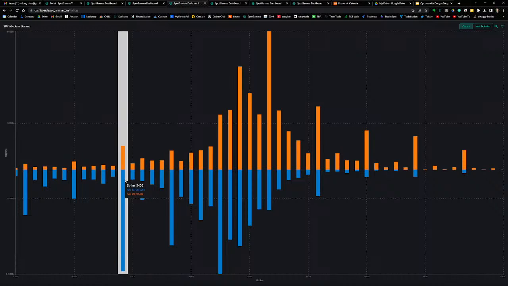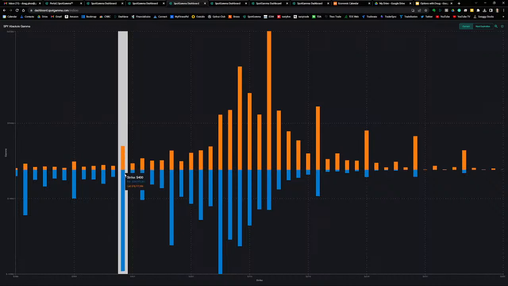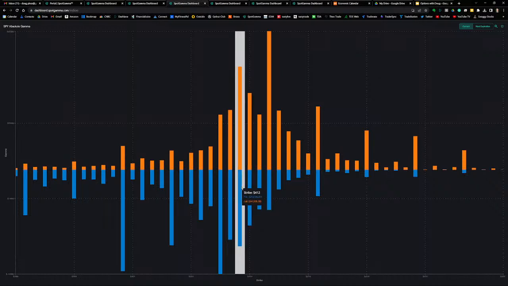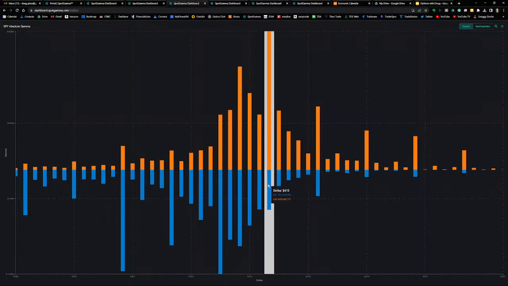And just to point out what this chart is showing, it's absolute gamma, market makers positioned at these strikes. Above the zero line, positive gamma or call gamma is shown with the orange bars, and below the zero line, negative gamma or put gamma is shown with the blue bars. So there's the put wall, the strike with the largest net negative gamma, and we saw the key gamma strike at 412. And then here's the call wall, the strike with the largest net positive gamma, and that can be expected to act as resistance.